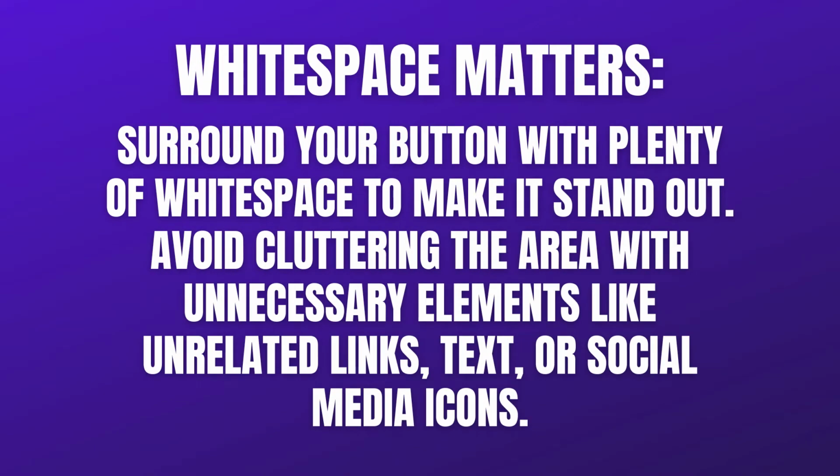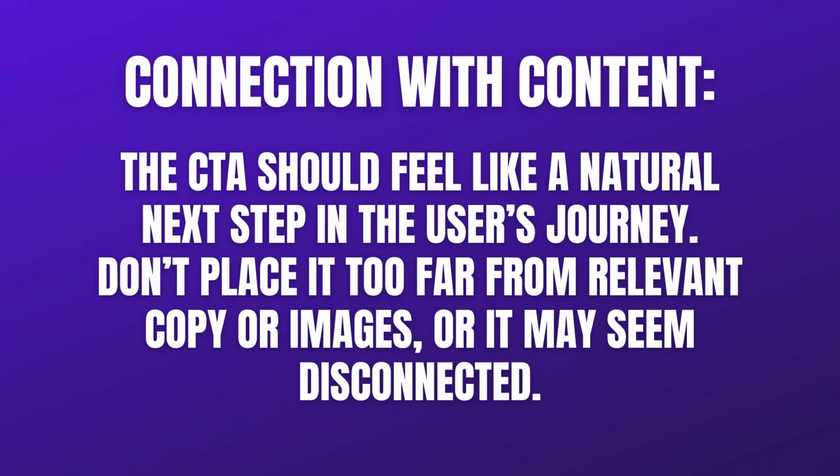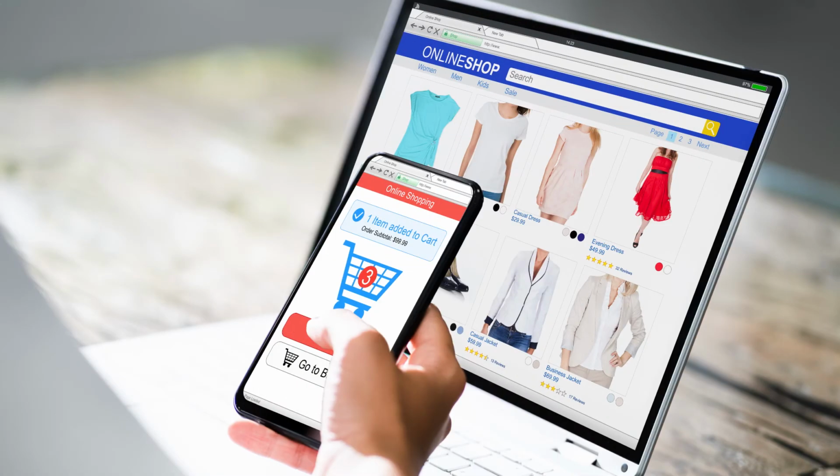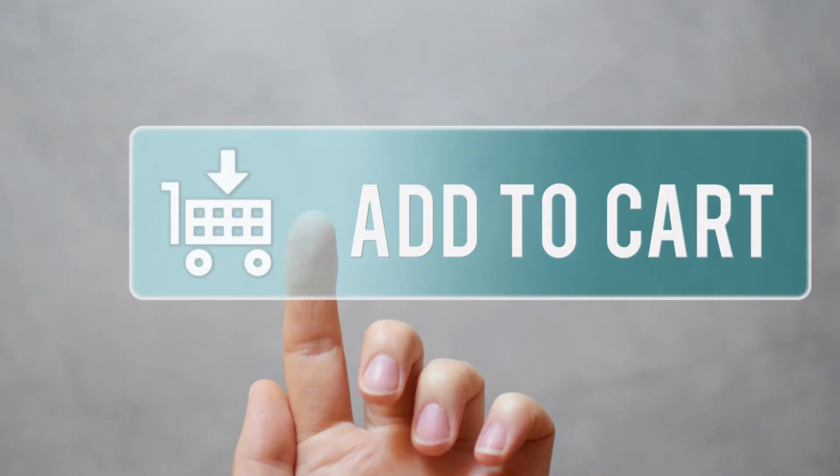And white space matters. So surround your button with plenty of white space to make it stand out. Avoid cluttering the area with unnecessary items like unrelated links or some text or social media icons. And make sure it connects with content. So your CTA should feel like a natural next step. And so don't place it too far from relevant copy or images, or it may seem disconnected. So for an example, on an e-commerce site, a product description followed immediately by a bold add to cart button ensures relevancy and encourages action.